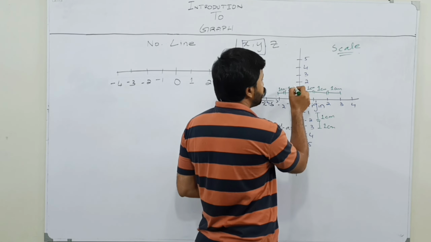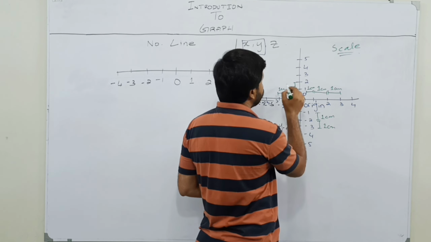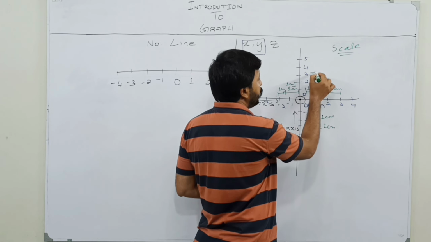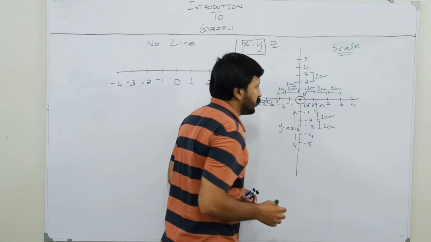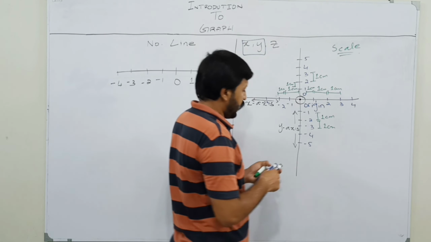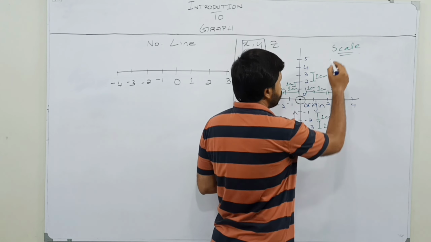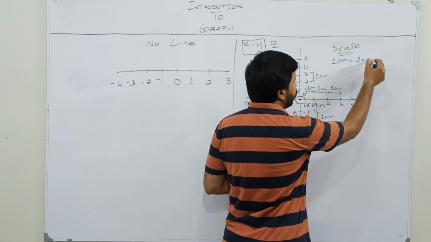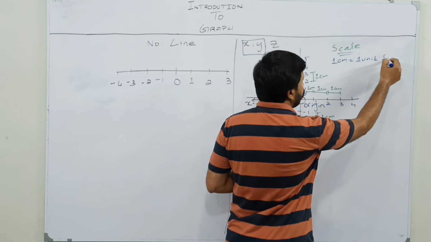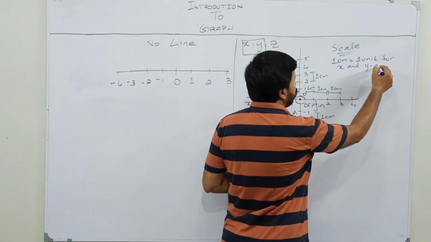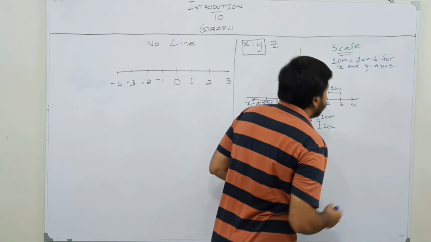And if we go up, it will be plus 1 to 2, it will be 1 centimeter and again 1 centimeter. So this is the scale we have taken. So we have to write it down here something like this, that 1 centimeter is equal to 1 unit for the x and y axis.